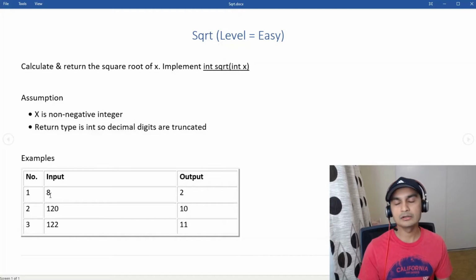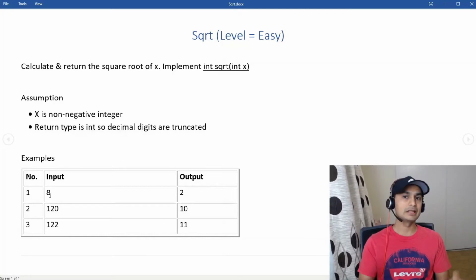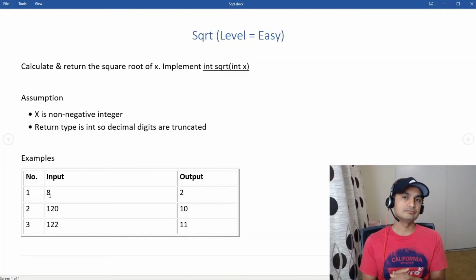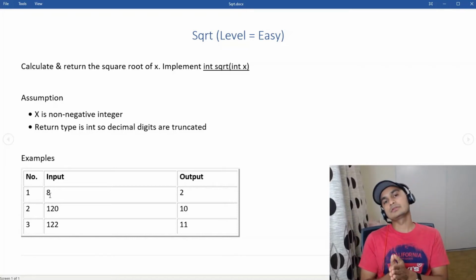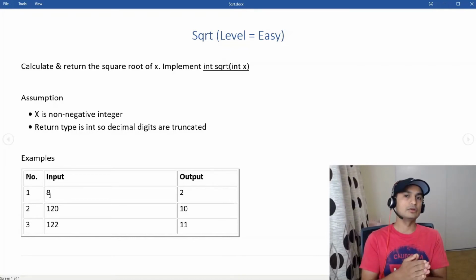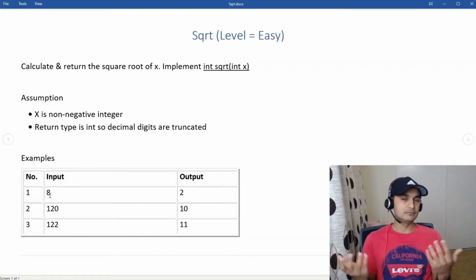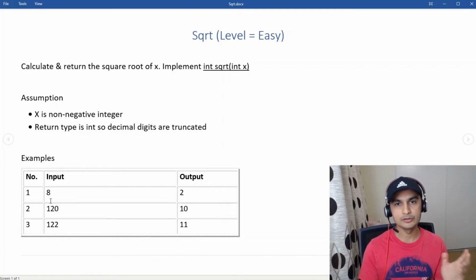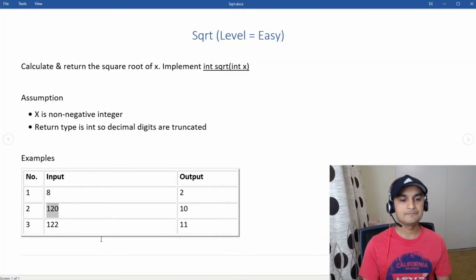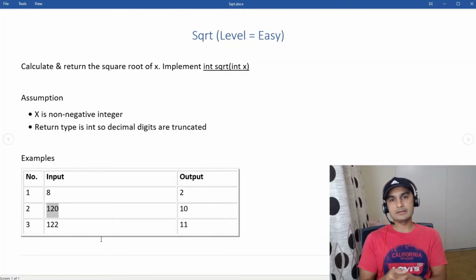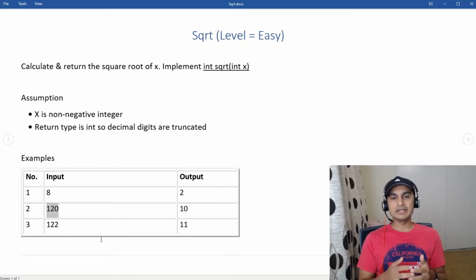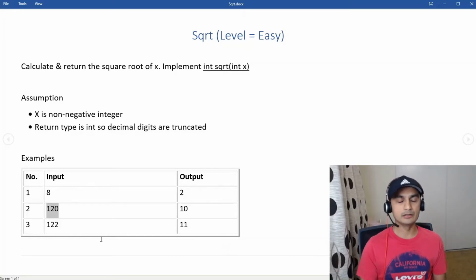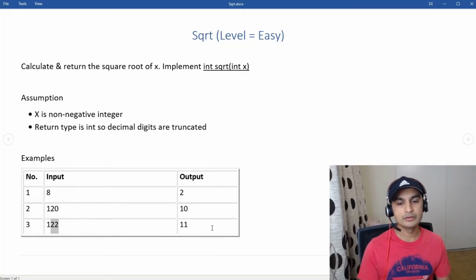So let's look at our examples. If we are given 8, then we need to return 2. We know that the square root of 9 is 3, so the square root of 8 would be 2 point something something. So we ignore the decimal part, we return 2. Likewise, for 120, we know the square root of 121 is 11, so 120 would be 10 point something something, so we return 10. And for 122, we return 11.